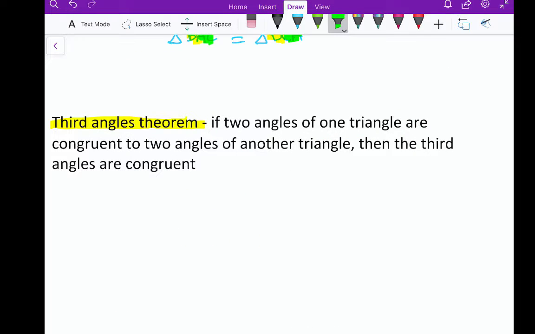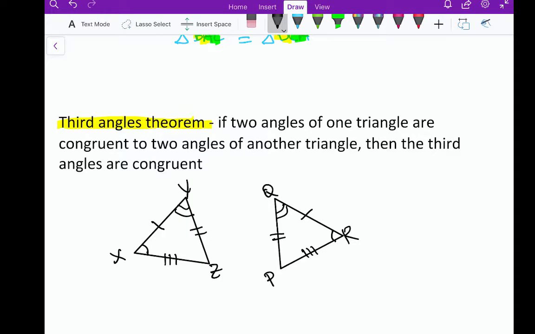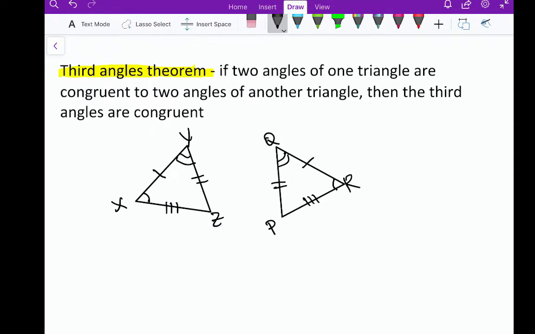The third angles theorem says if two angles of one triangle are congruent to two angles of another triangle, then the third angles are congruent. So here I have triangle XYZ and triangle PQR. And so we're going to determine if these are congruent triangles or not, and we're going to use this third angles theorem to help us figure that out. So I see that segment XY is congruent to segment QR, and I also see that segment YZ is congruent to segment QP.